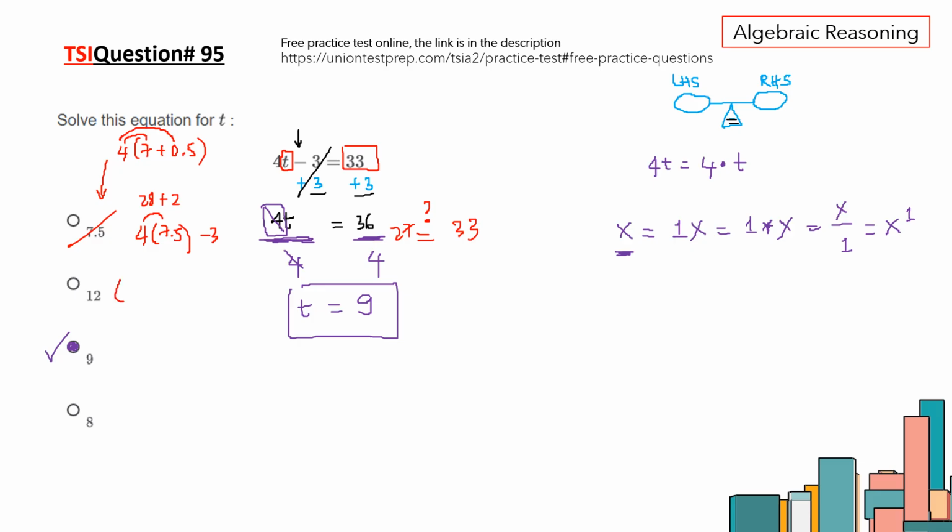You will check everything until you find the correct answer. So 4 times 12 is 48 minus 3, 45. It's not 33. Okay. 9 times 4, 36 minus 3, 33. Yes. 8 times 4, 4 times 8 is 32, minus 3, 29. So it's not 33. So you see that 9 is the correct answer.